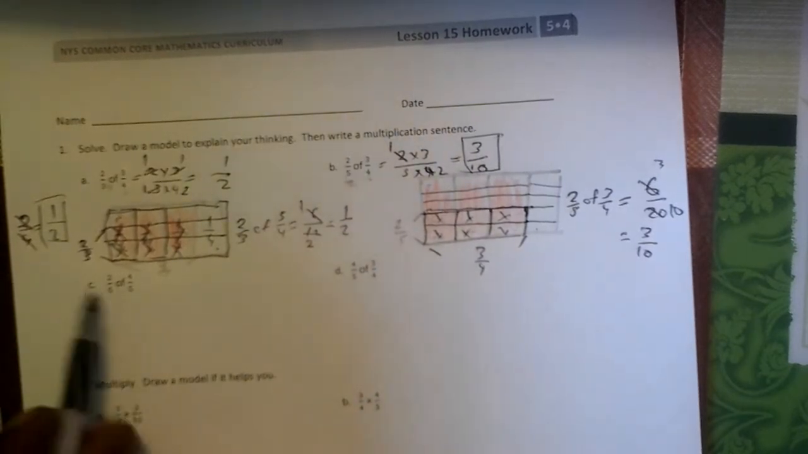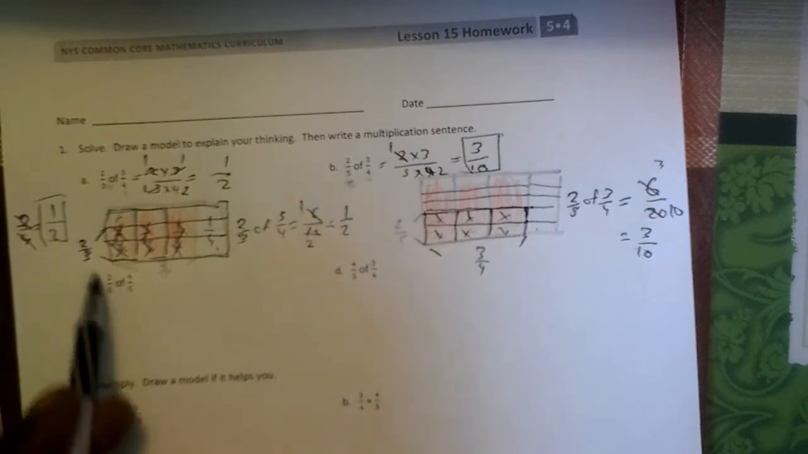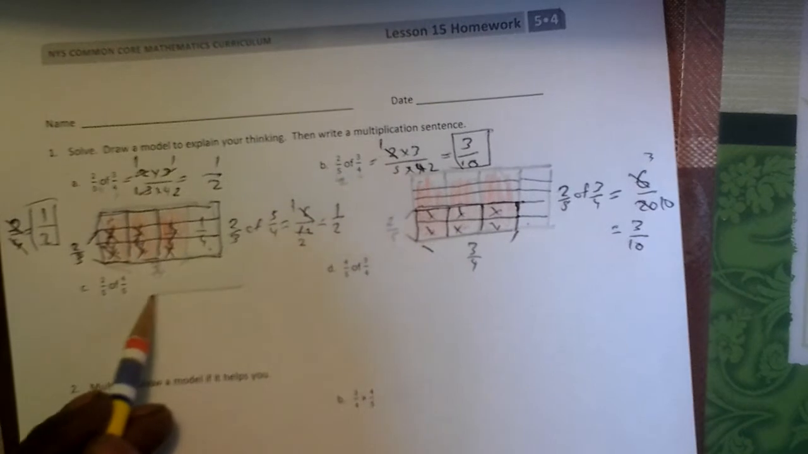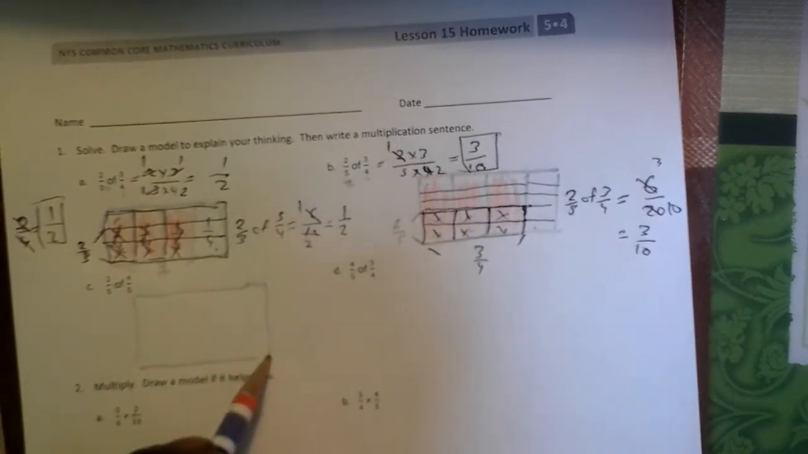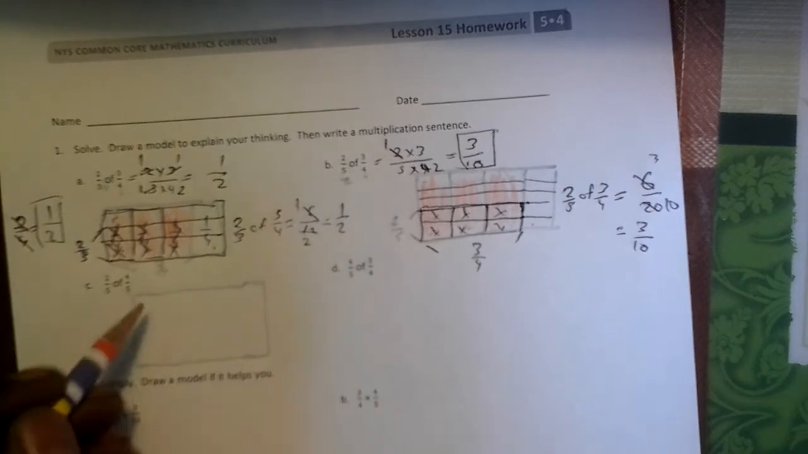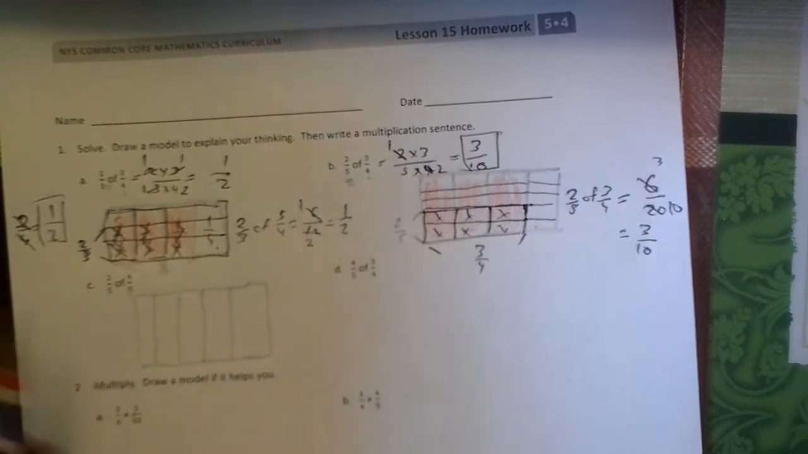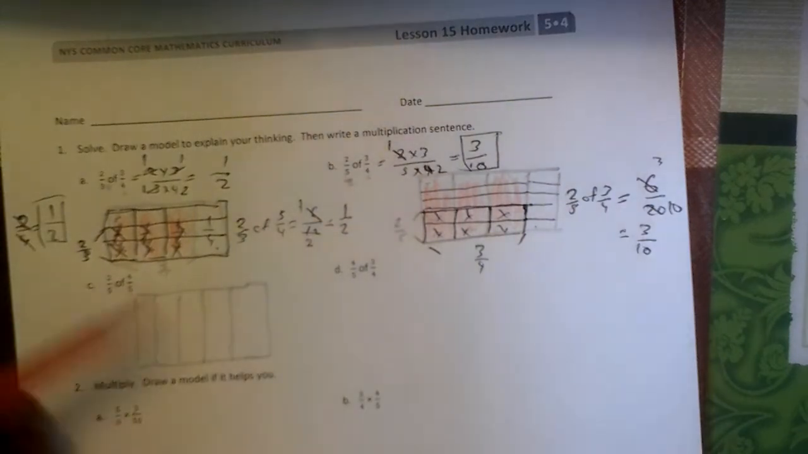Alright, let's do this. So we know we need 2/5 of 4/5, right? So we need a box. So how many pieces are we going to split it into? You split into 5 pieces. Very good. 1, 2, 3, 4, and we have 5 pieces. So how many pieces do we need? We need 4. So let's color 4. 1, 2, 3, 4.